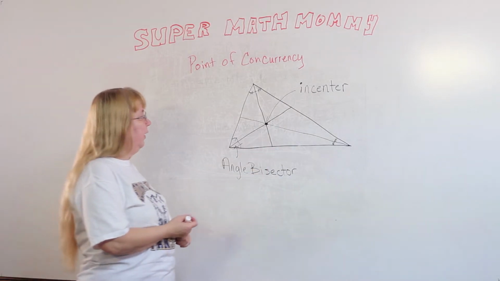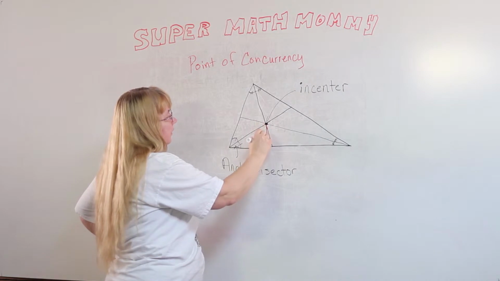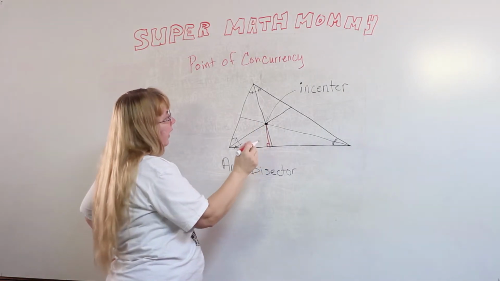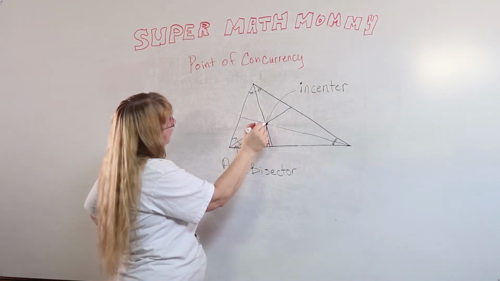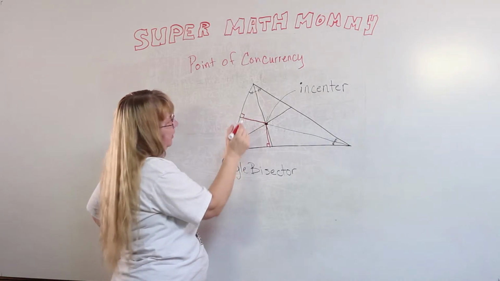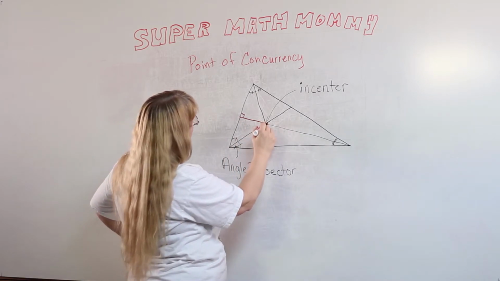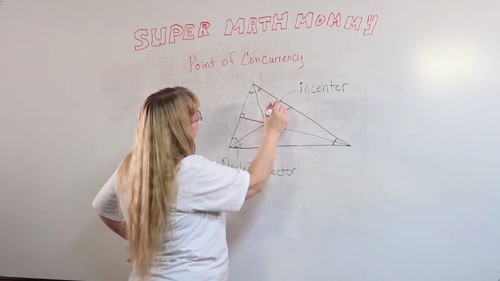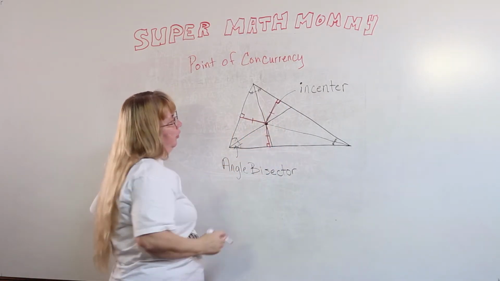sides. So if I go here and I drop a perpendicular, and I go here and I drop a perpendicular, and this one looks like it could possibly be on the same line. That happens sometimes. And then I go here and I drop a perpendicular. Each of these segments is congruent.